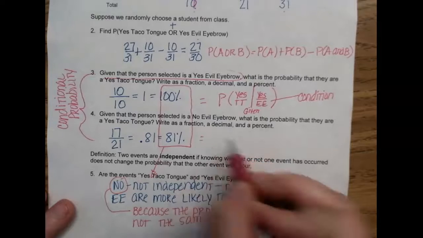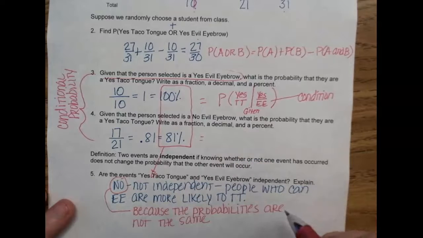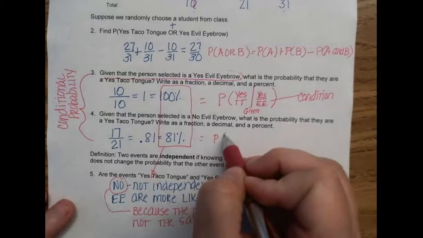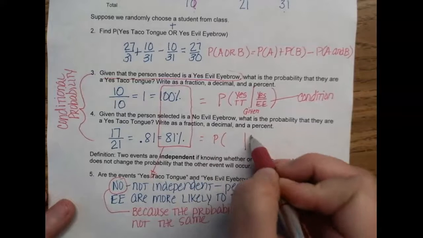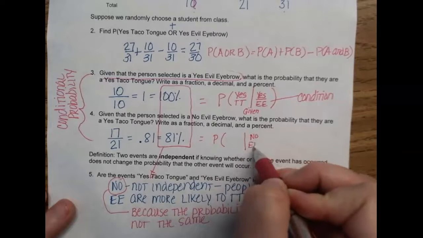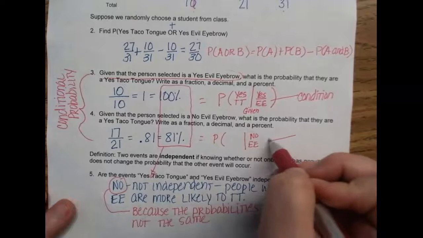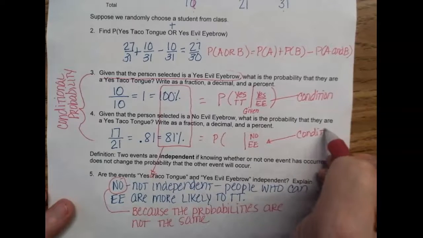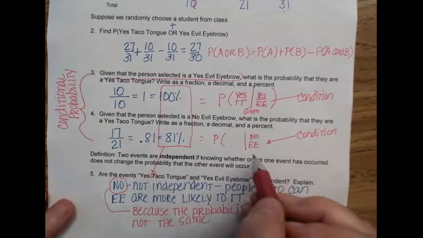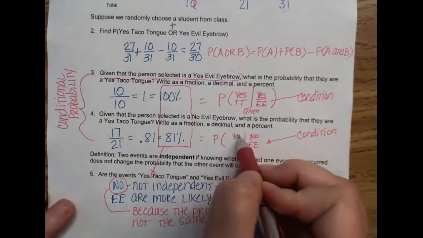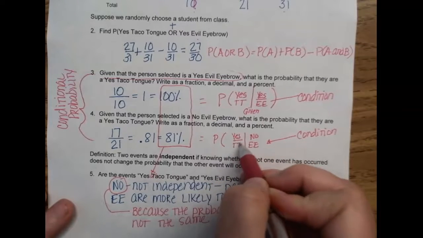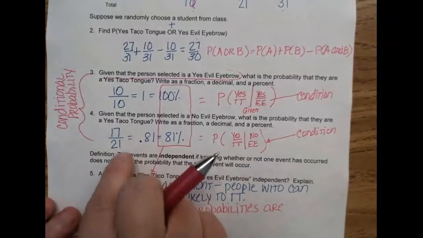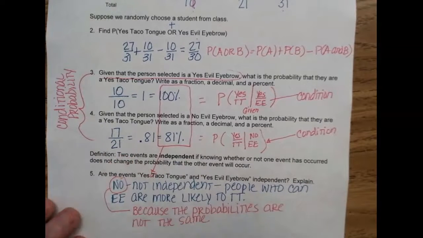All right, let's try it again for no evil eyebrow. So given no evil eyebrow, that's your given, that's your condition, right? What is the probability that they are yes taco tongue? So we're looking for yes taco tongue given no evil eyebrow, which is exactly what you already did. You already know how to do the math here.